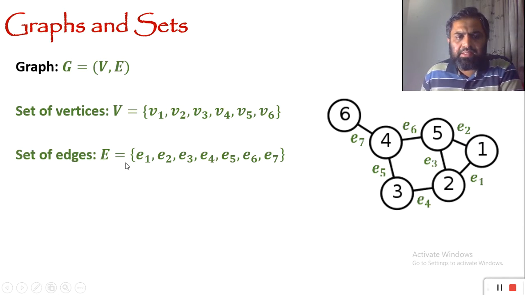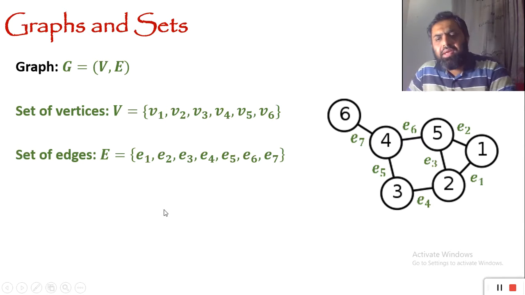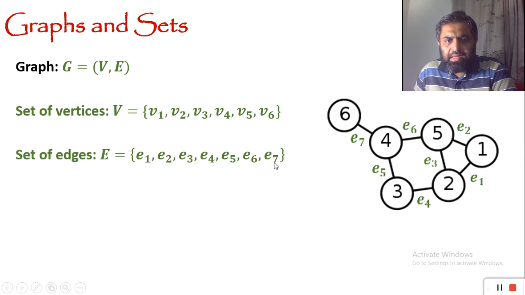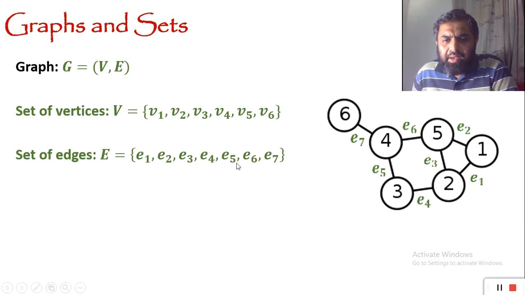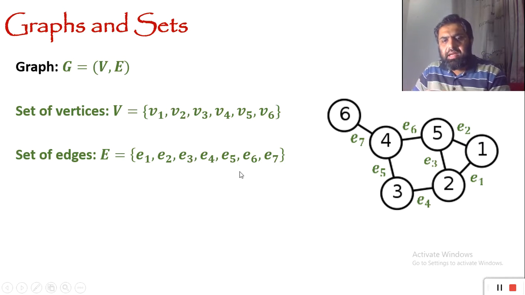So let's call the set of edges E equal to E1, E2, E3, E4, E5, E6, E7. That's fine. If we have this figure in front of us and we have named these edges like this, we can simply write E1, E2, E3 and so on, in this case till E7. But if we want to specifically describe which edge represents a relationship between which two vertices, like over here E1 is an edge between vertex 1 and vertex 2, E2 is an edge between vertex 1 and vertex 5.